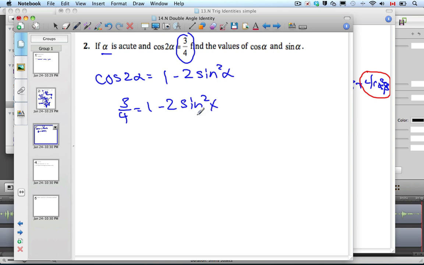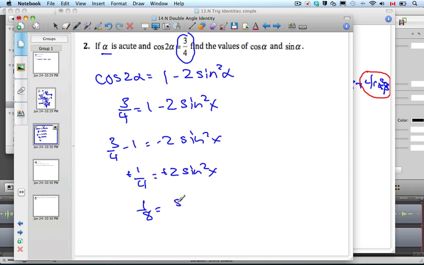You should probably pause and see if you can solve this yourself. Bring our 1 over, and I get 3/4 minus 1 equals minus 2 sine squared alpha. That is negative 1/4 equals minus 2 sine squared. Get rid of the negatives and divide by 2, so I get 1/8 equals sine squared.